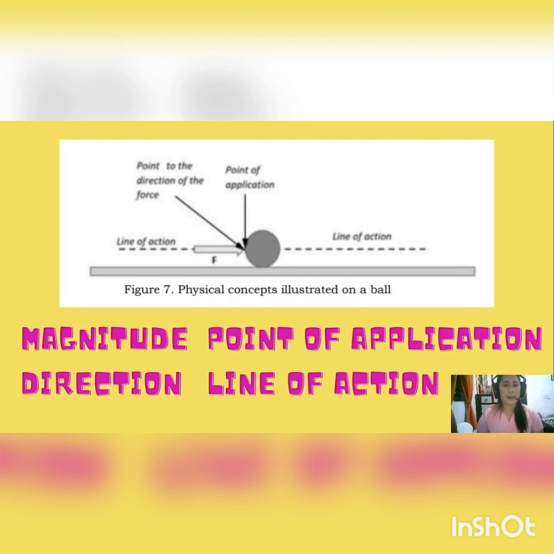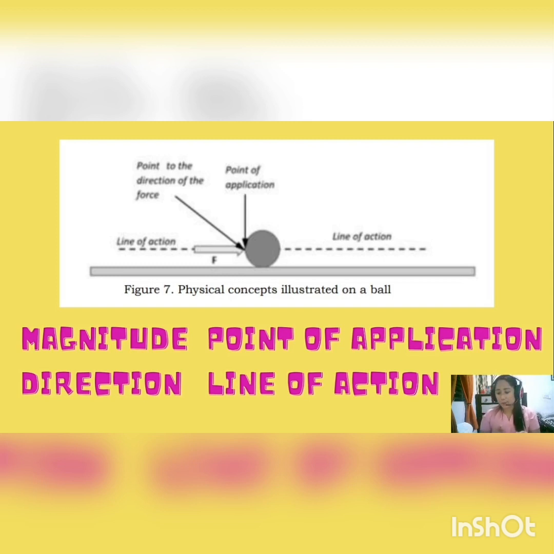So, let us say, for this ball to move, you need to exert force. What kind of force? Is it a push or a pull? Good, that is a push. So, the part where you applied the force is called the point of application. The path where the ball rolls is called the line of action.